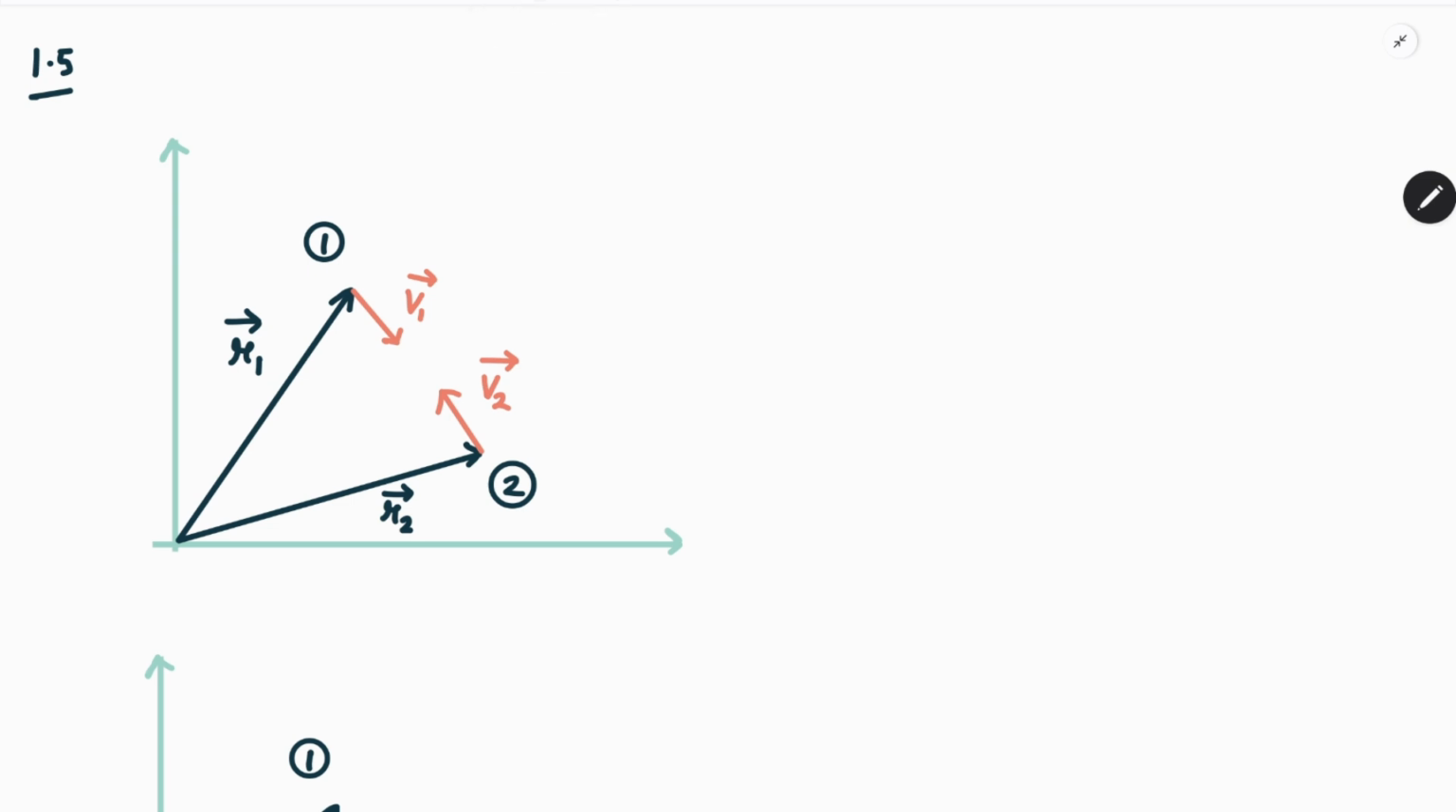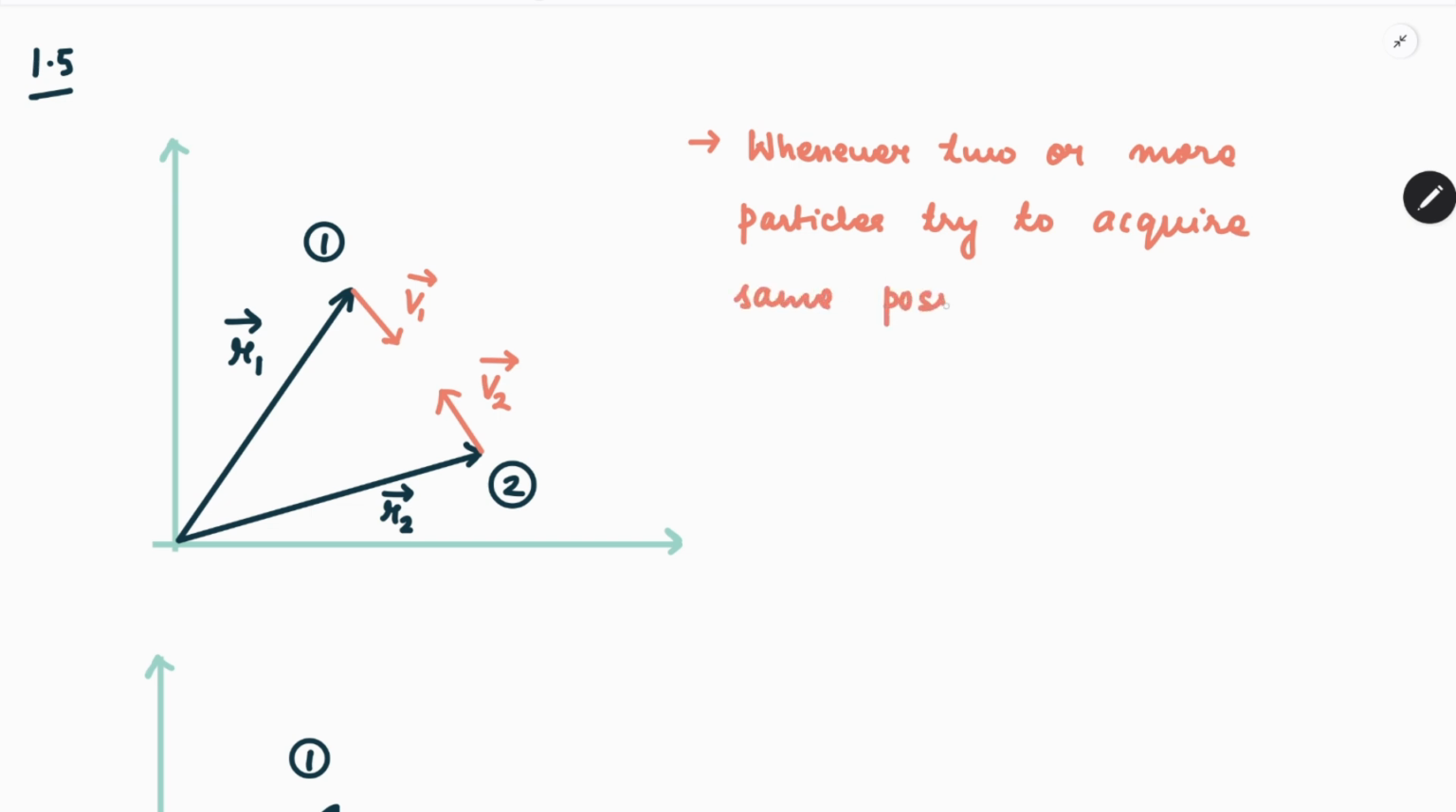When we say collision is taking place, we technically mean whenever two or more particles try to acquire the same position at the same instant of time, collision takes place. So this is one thing for us to understand.